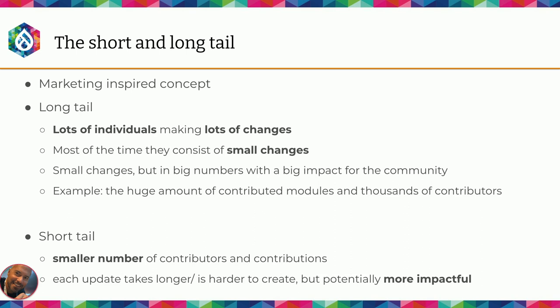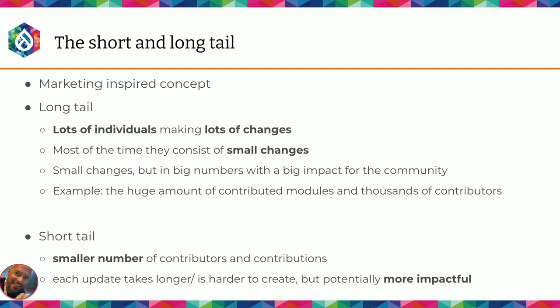And in open source, it happens in a very similar way. We have the long tail, where we have a lot of individuals making a lot of changes. Most of the time those changes are going to be small, but not necessarily. And again, they occur in big numbers, and they create a huge impact for the community. The example is the huge amount of contributed modules that we have in Drupal and the thousands of contributors. Normally those changes are relatively small, but if you put them in context, the impact to the community is massive. Right? On the other hand, we have the short tail, which is a smaller number of contributors, for example the core contributors. And the updates there are harder, they take longer most of the time to be fixed or contributed, but potentially they are more impactful than the previous changes on the long tail.